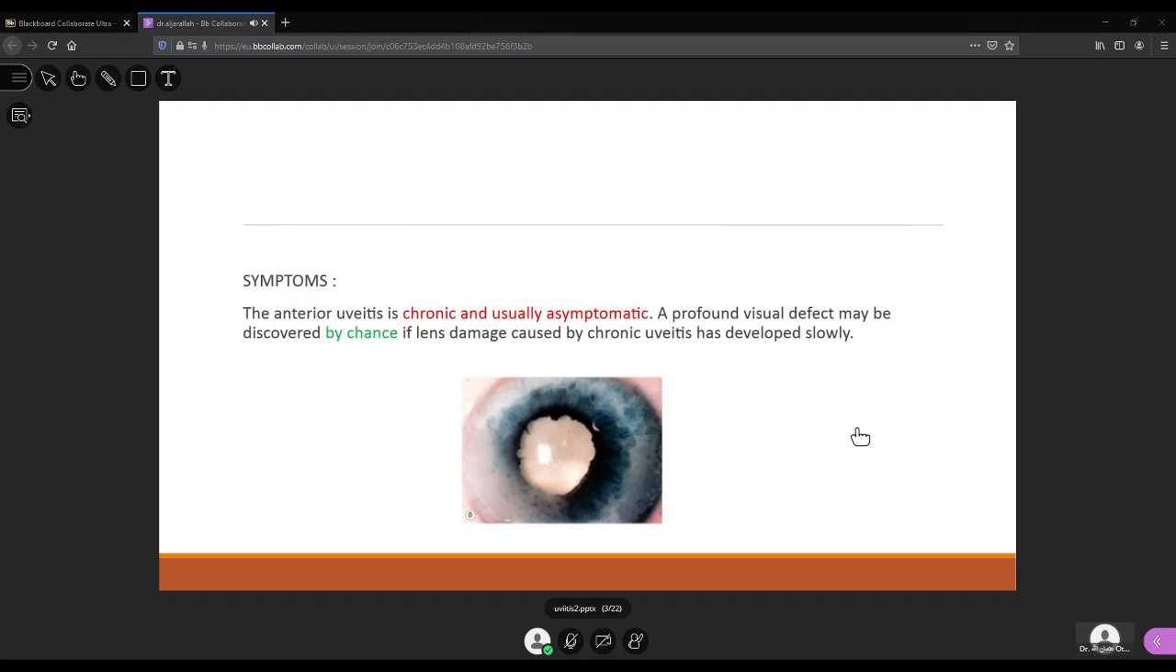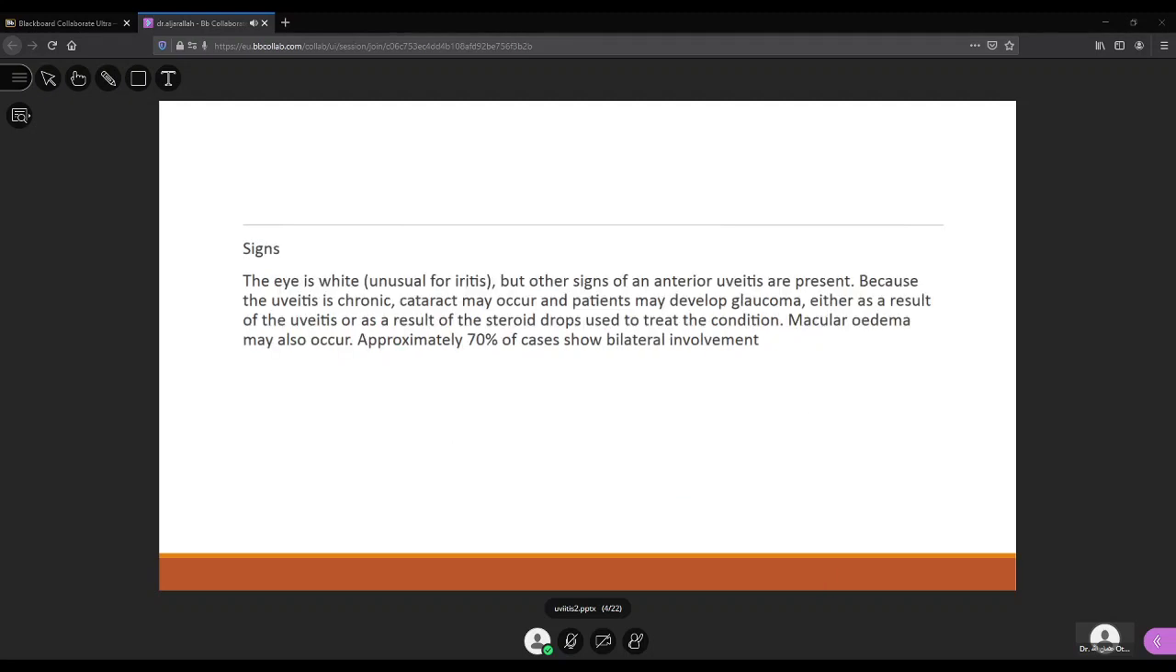So as we said, a profound visual defect may be discovered by chance if the lens is damaged by the chronic uveitis. Sign: the eye is white, unusual for anterior uveitis, but other signs of anterior uveitis are present. Because the uveitis is chronic, cataract may occur and the patient may develop glaucoma, either as a result of uveitis or as a result of steroid use to treat the condition. Macular edema may occur. Approximately 70% of cases show bilateral involvement.